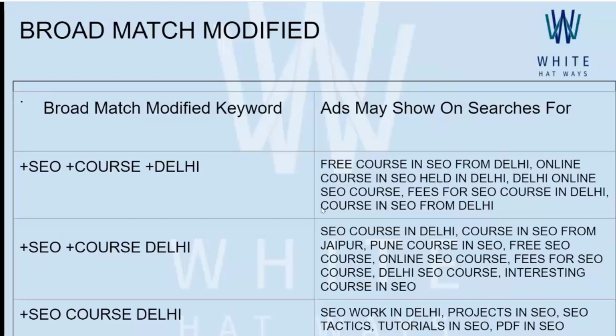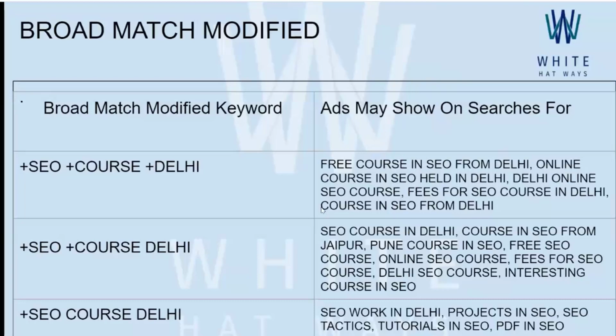Moving on to the third example, which is plus SEO, course, Delhi. Plus SEO, course, Delhi. So SEO is there, course is irrelevant, Delhi is irrelevant. In this case, both of them are broad. So course might become something else, Delhi might become something else. SEO has to be there as a part of the query.